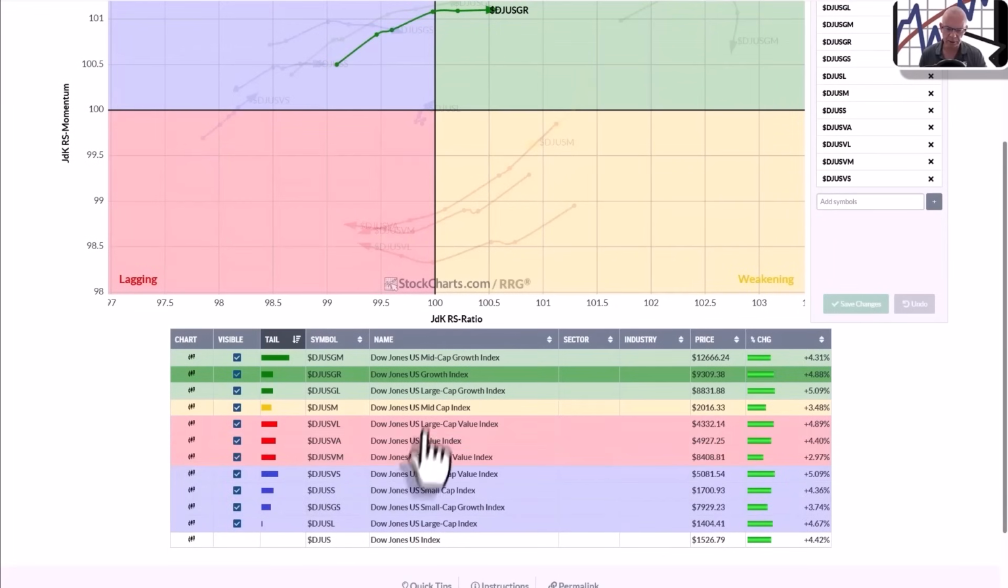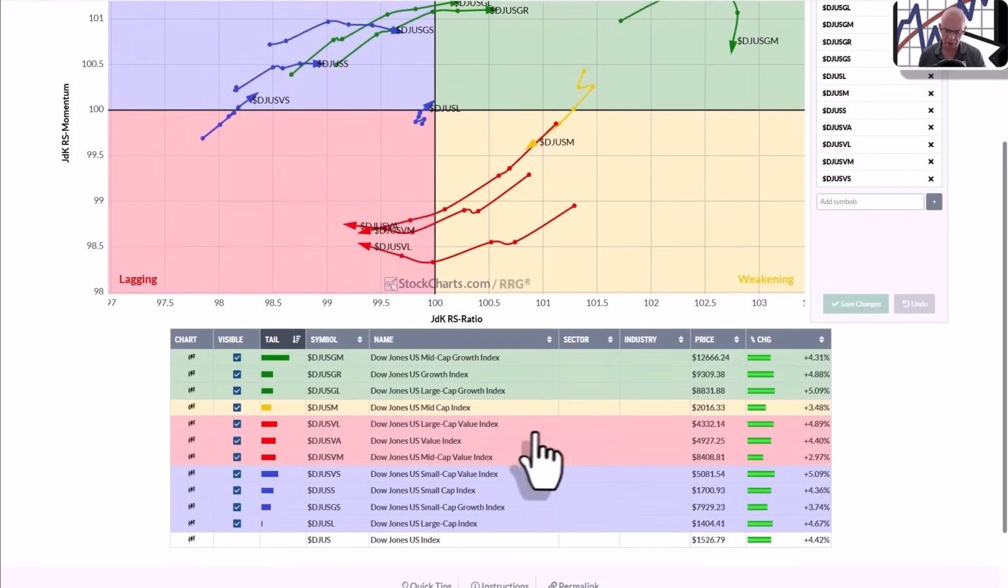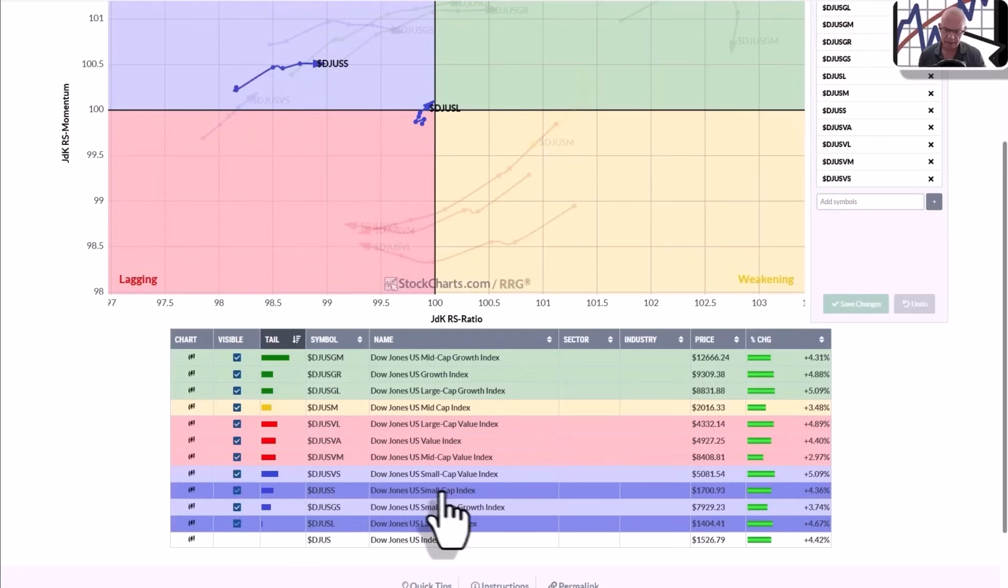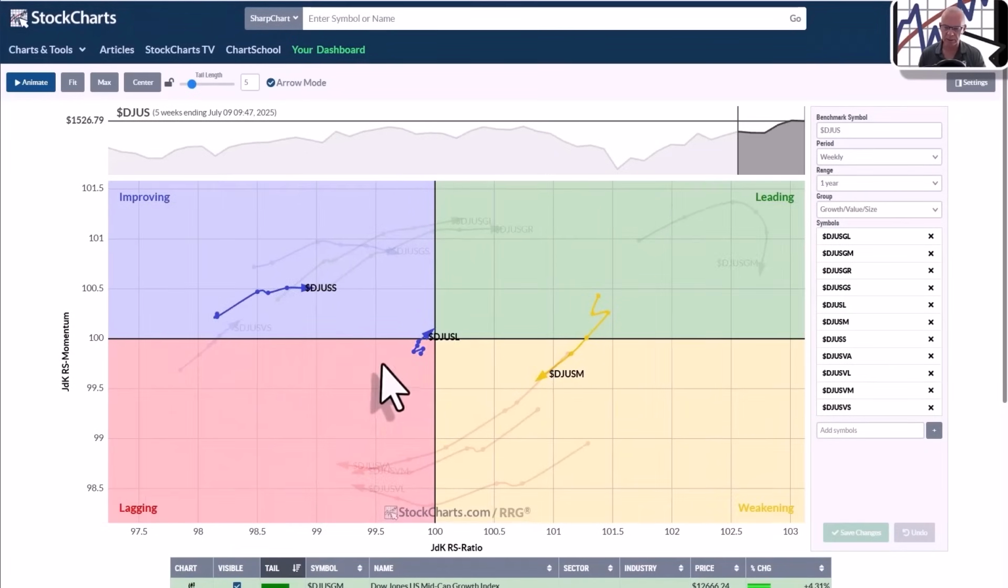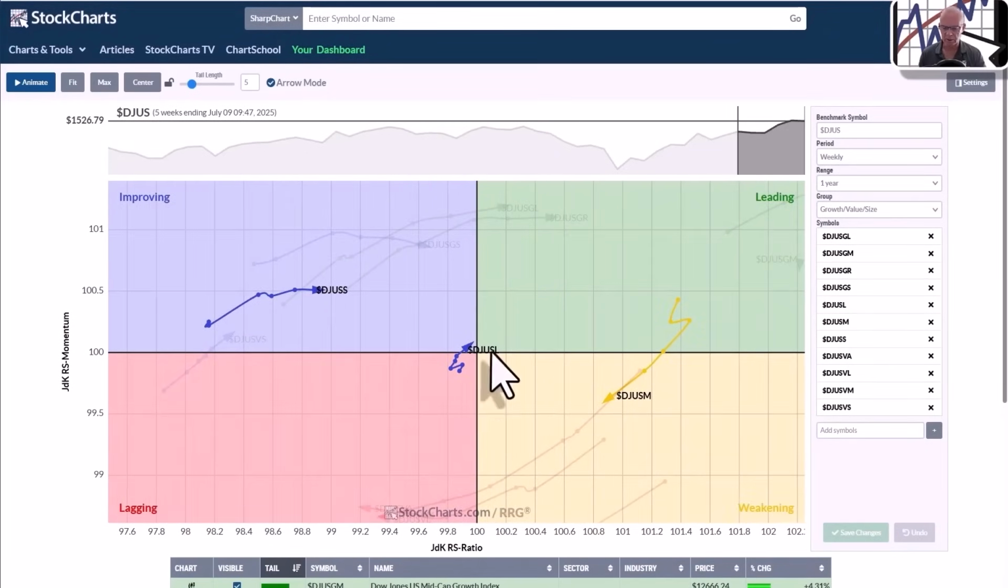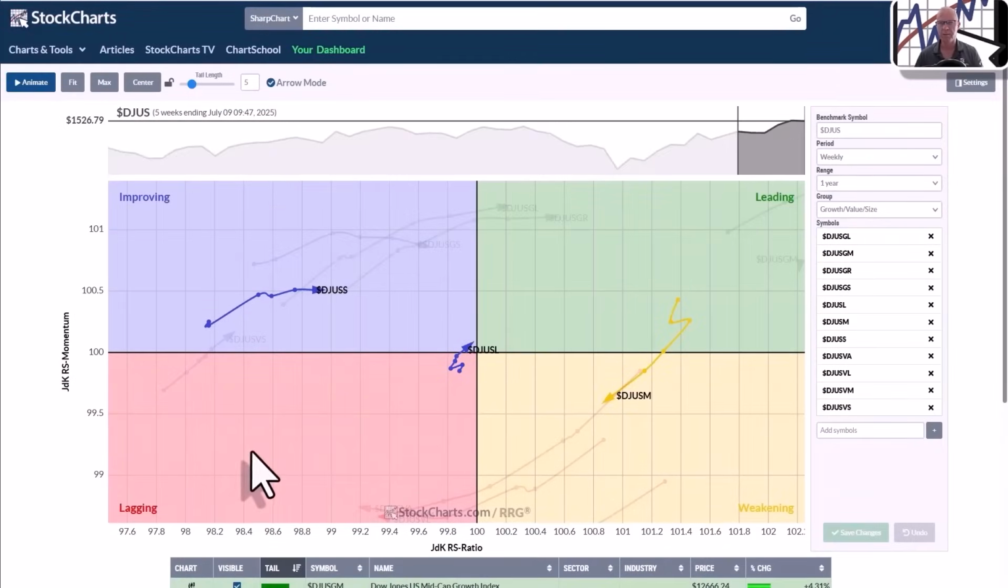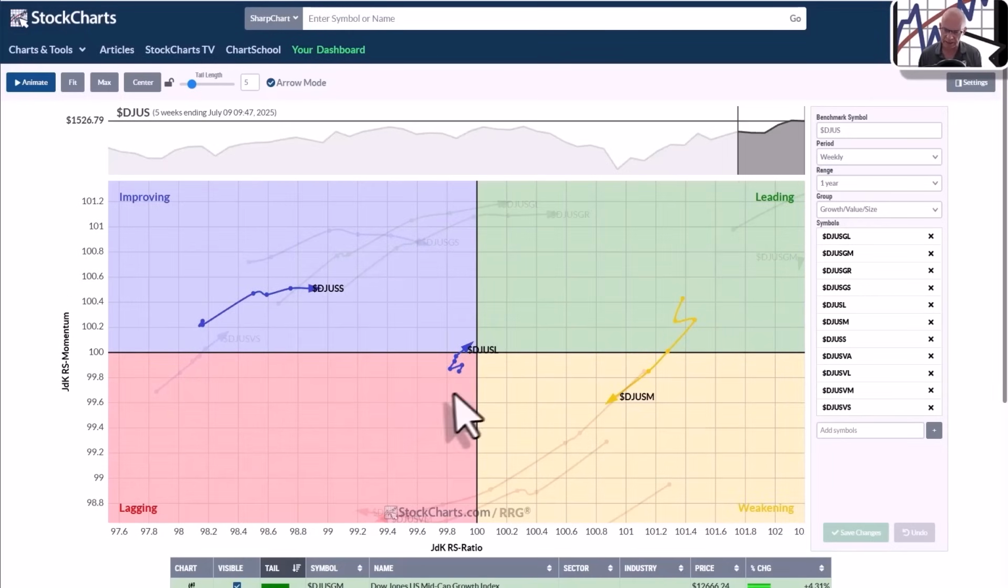When we switch those to large, mid, and small caps, we got large cap, we got small cap, and we got mid cap. And what you see here is, I'm going to blow this up. This is interesting because large cap is very close to the benchmark, which is the Dow Jones US index. It's the entire market. Obviously, the large cap is a big portion, so large cap is usually a lot closer to the benchmark than all the others. But more importantly, we see the heading of the large cap group pushing towards the leading quadrant.